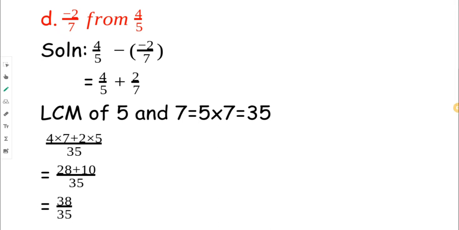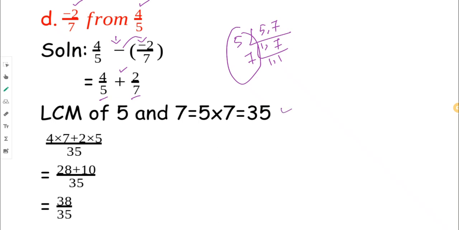Alright, once again, write down this number first, so 4 by 5, then this minus is there because of the question, and then write down minus 2 by 7. Once again, minus into minus is plus. Alright, and if you look at the denominators, they are both different, right? Which means I have to find the LCM. Okay, so 5 ones are 5, then 7, and of course 7 1s are 7, which means my LCM is 35, which I have already written here.